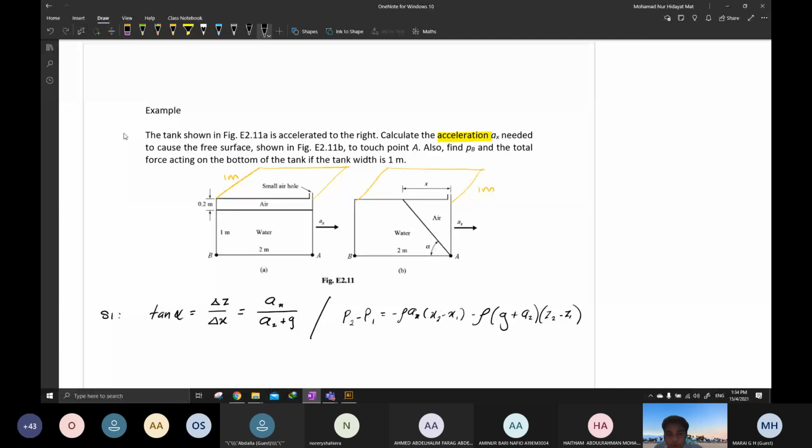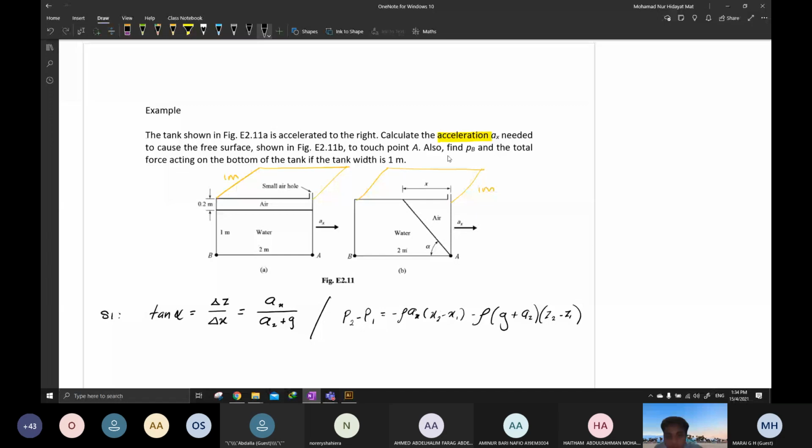It is not already. Before, it is like this. Due to the acceleration, it will cause this free surface to touch point A. Got it? Now I understand. How to get the acceleration?